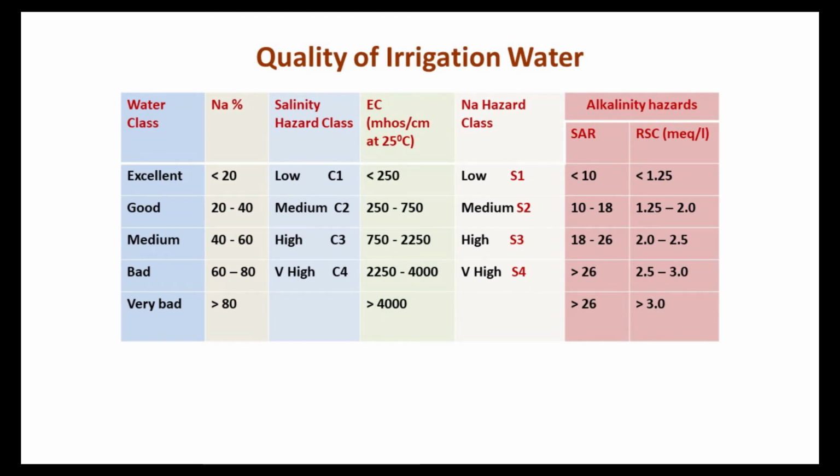The quality of irrigation water has been classified into various classes based on some parameters. These parameters are sodium percent, salinity hazard, electrical conductivity, sodium hazard class, sodium absorption ratio, and residual sodium carbonate. So based on these parameters, water classes have been developed, and there are 5 classes ranging from excellent to good to medium to bad to very bad. So these are the 5 water classes based on various parameters.